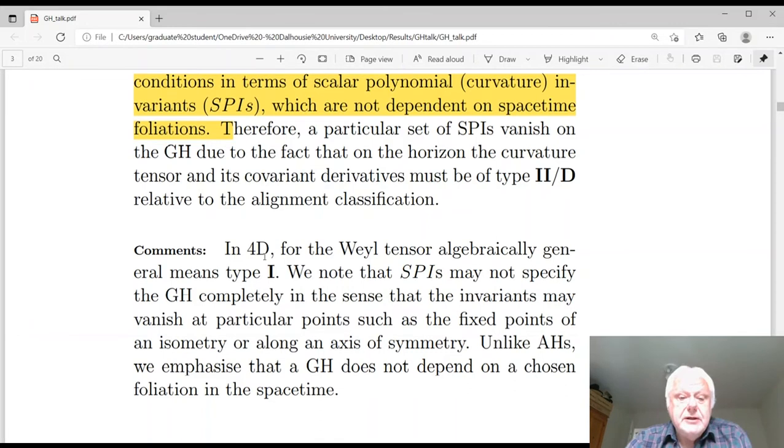This final comment is that if we're dealing with 4 dimensions, the Weyl tensor being algebraically general means it's something called type I. It already has a specialization, and so therefore the horizon is determined by the condition that on the horizon it's at least type II specialization. It means it's type II or type D.